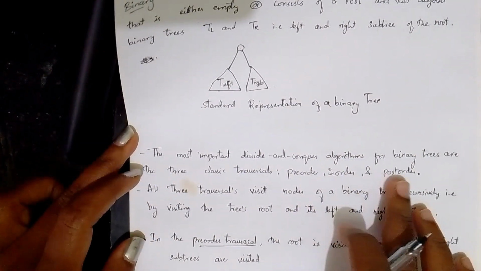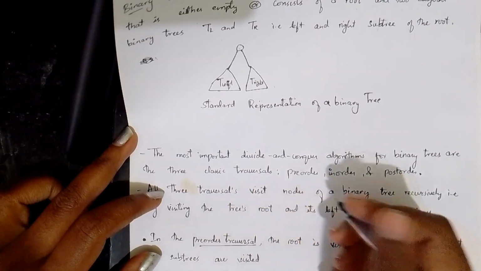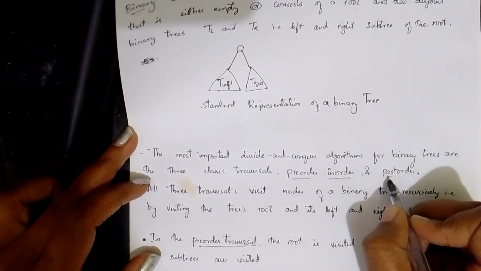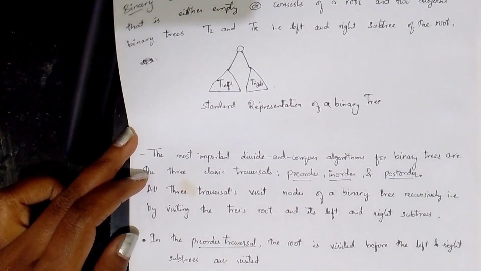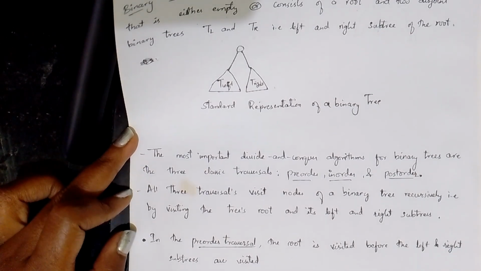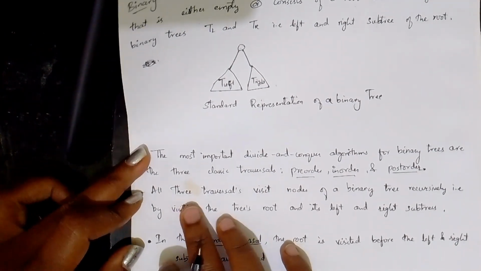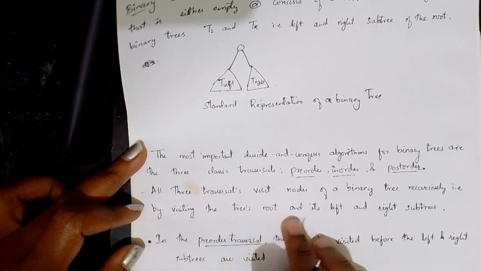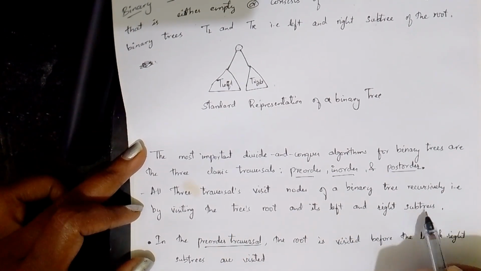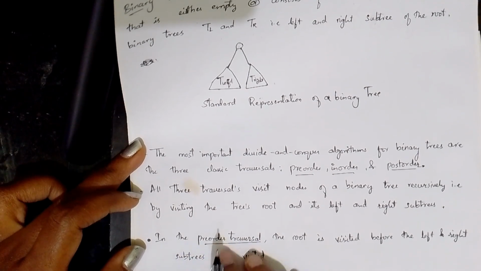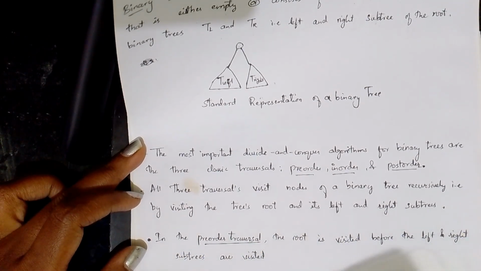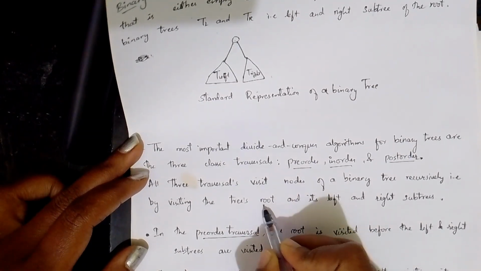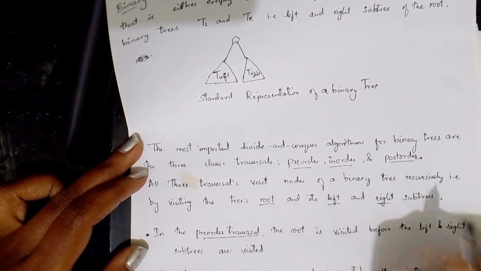Now, the most important divide and conquer algorithms for binary trees are the three traversals. Those are preorder, inorder and postorder. Traversal means visiting each and every node at least once. All three traversals visit nodes of a binary tree recursively, that is, by visiting the tree's root and its left and right subtrees.